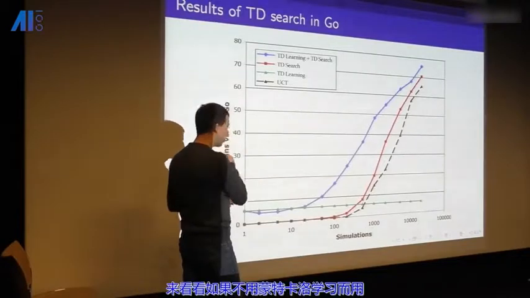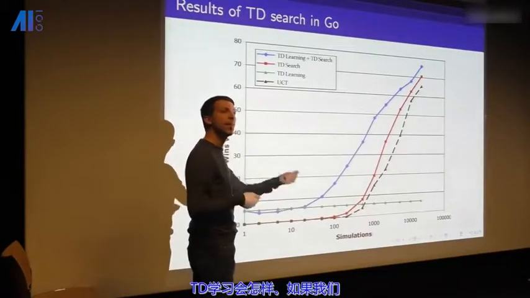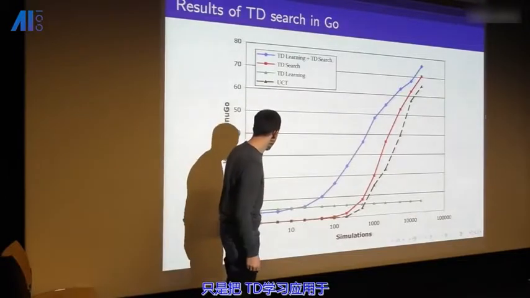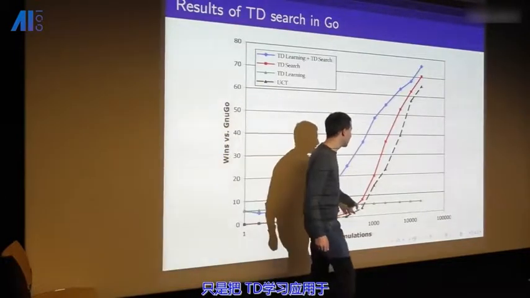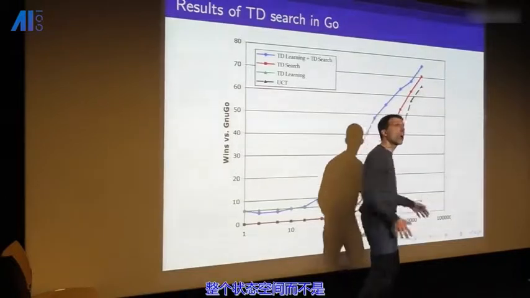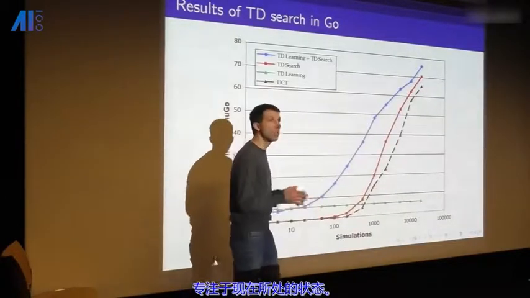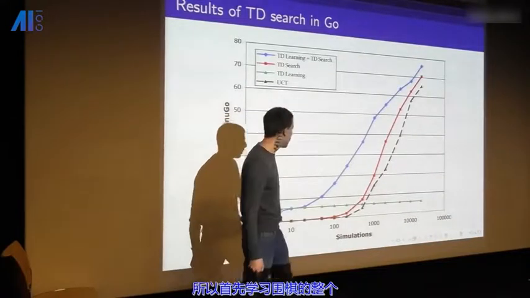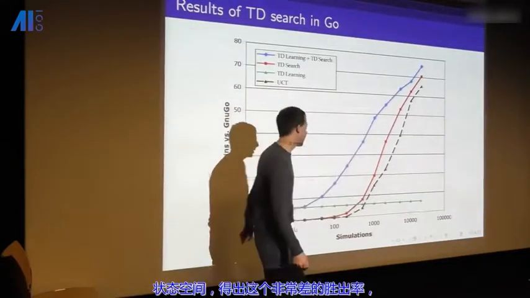And now what we see is what happens if we use temporal difference learning instead of Monte Carlo learning. If we were just to apply temporal difference learning to real experience, this is learning about the whole state space of Go and not specializing on the situation I'm in right now. So if I was to learn about the whole state space for Go, I get this very poor winning rate of around 5%.